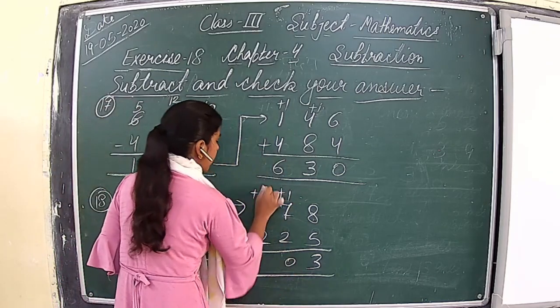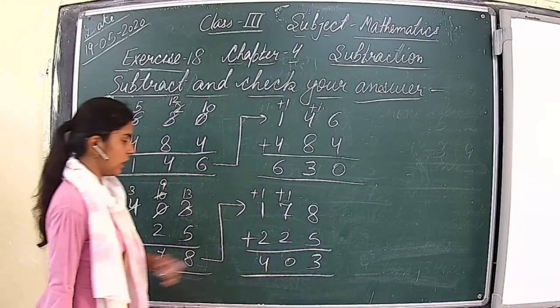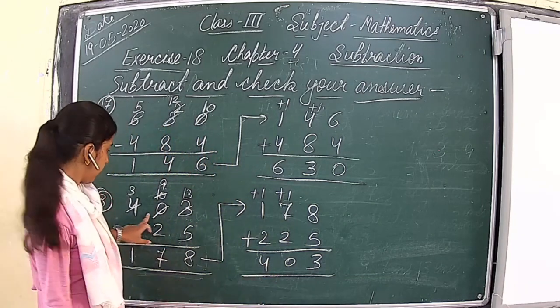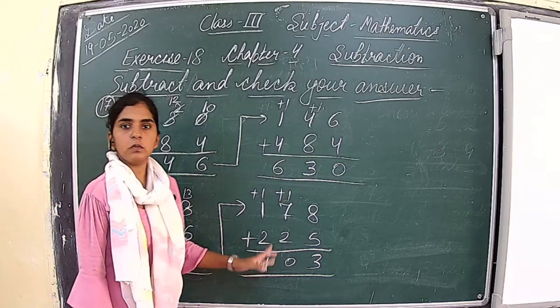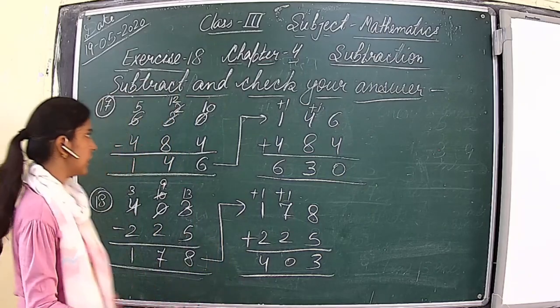0, 1 will go for the carry. 1 plus 1, 2. 2 plus 2, 4. Result is 403. Same number. It means our answer is correct. Right? Now question number 19.